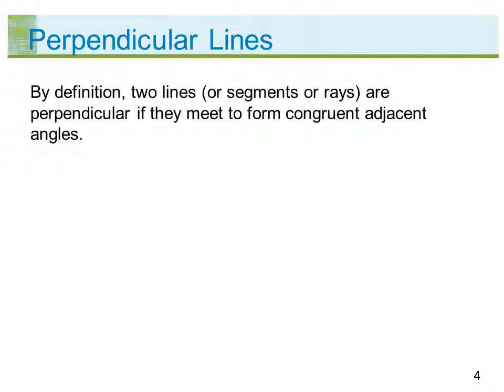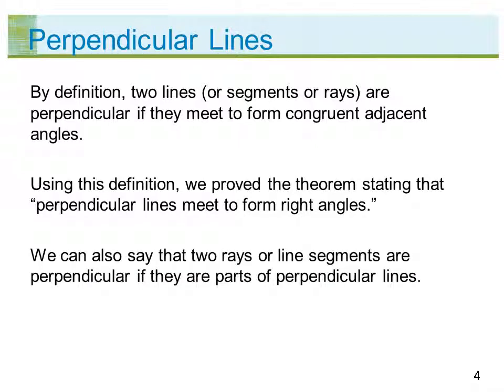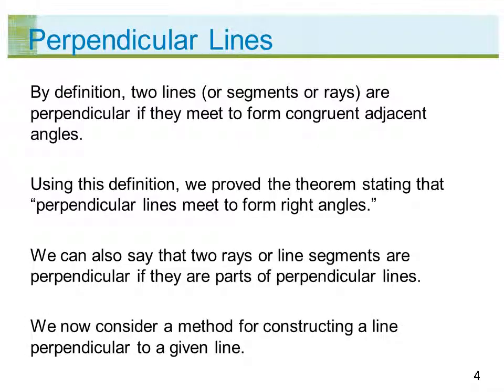By definition, two lines, or segments, or rays, are perpendicular if they meet to form congruent adjacent angles. Using this definition, we prove the theorem stating that perpendicular lines meet to form right angles. We can also say that two rays or line segments are perpendicular if they are parts of perpendicular lines. We now consider a method for constructing a line perpendicular to a given line.